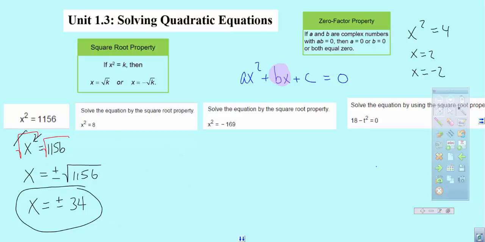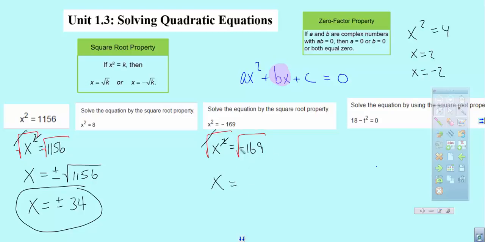The second one would be very similar. Moving right along to something a little more complicated, we move on to this one right here, and we would have x squared is equal to a negative 169. Well, same deal. We still take the square root of both sides. On the left hand side, the square root and the square cancel. I'm left with x equals.